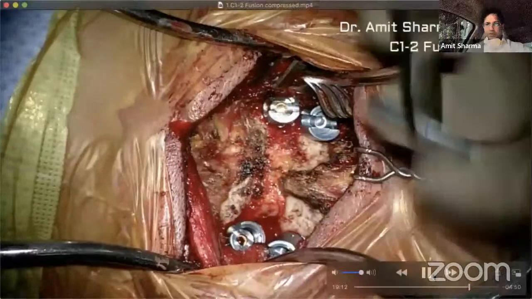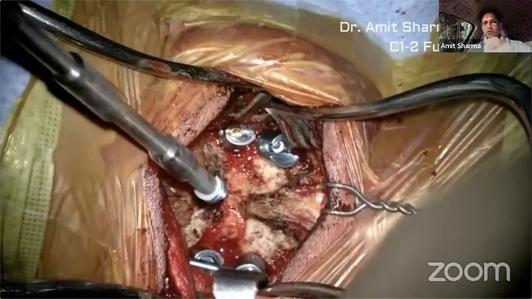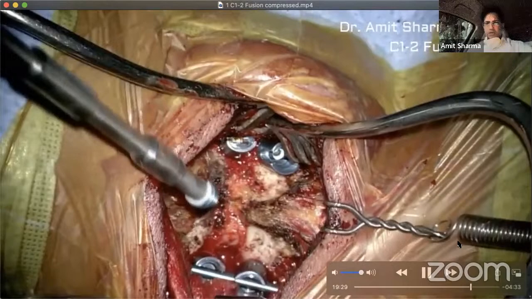So here, that's the beauty of this procedure. You don't have to have the reduction preoperatively. Once you pass the screws, on the rod, you can do the reduction. Unlike a transarticular screw, you can just go ahead with it. And after that, you have to obviously do the fusion procedure.